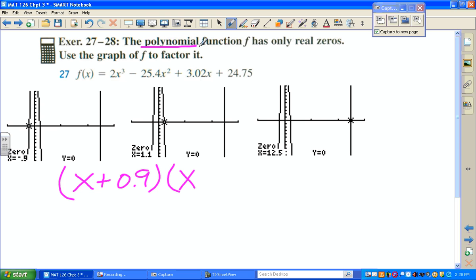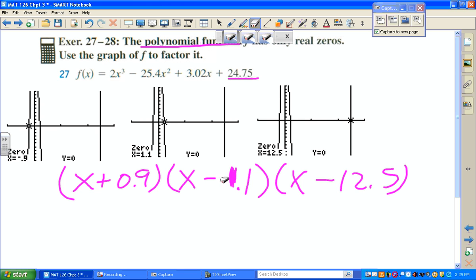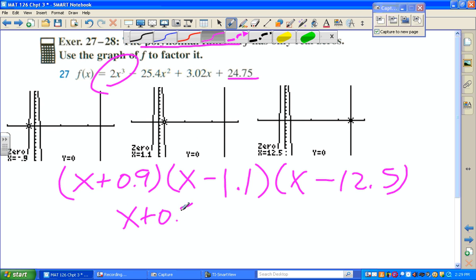No, that's not what it said. This one has decimals in it, so there are going to be decimals in my solution. How do you write 1.1 as a factor? Nice. And now comes x minus 12.5. Now there's a problem. If I multiply the lead terms, I get x cubed, not 2x cubed. I just can't randomly put a 2 out in front. You have to have a mathematical reason.